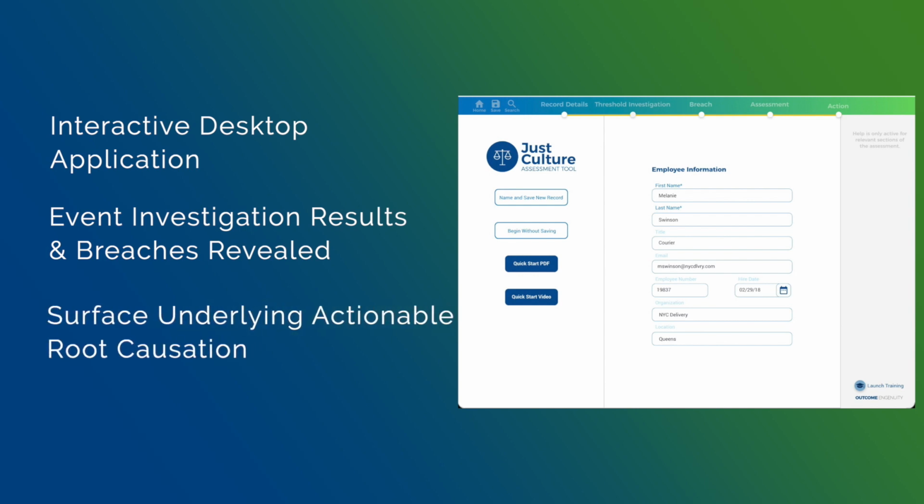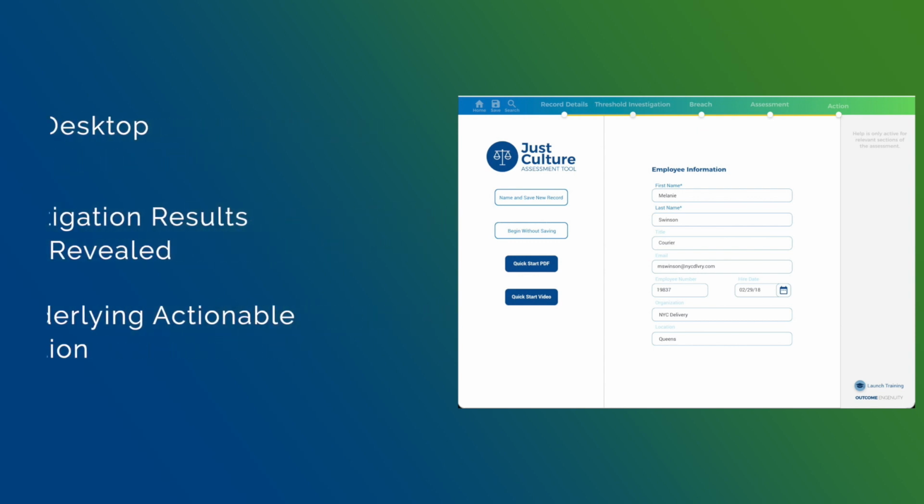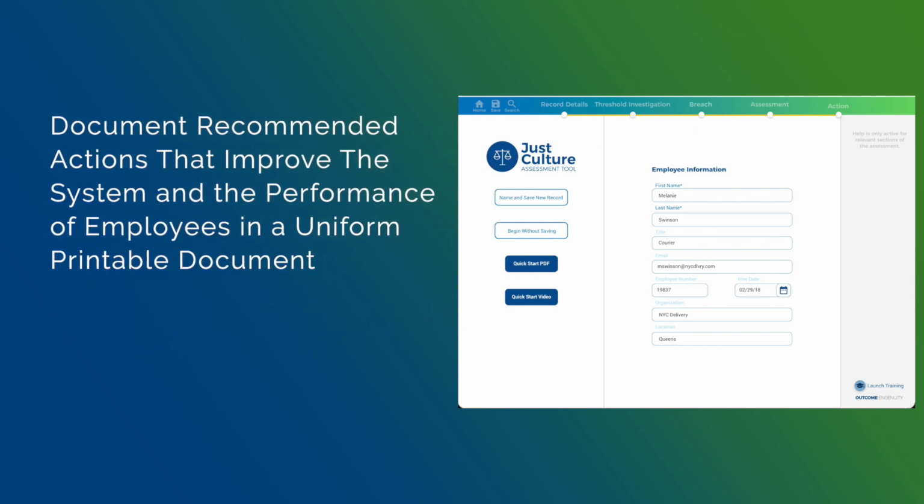End users are able to document recommended actions that improve the system and/or the performance of employees in a uniform printable document. Data entered into JCAT remains on the desktop of each licensee. No master file or aggregated database is created. Let's take a look at the application.